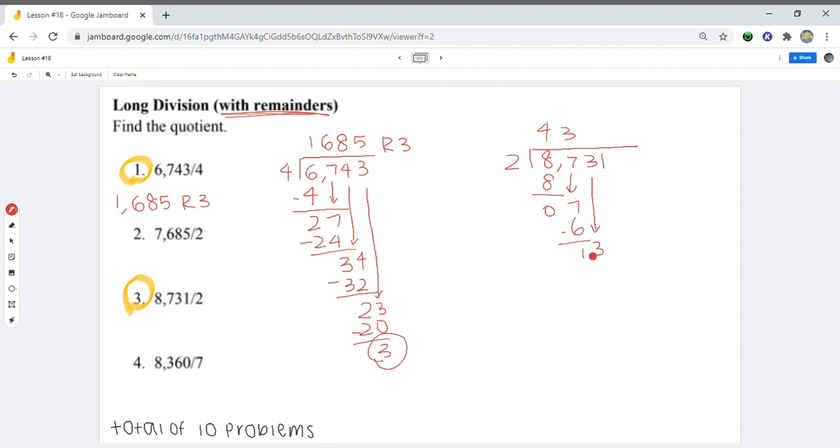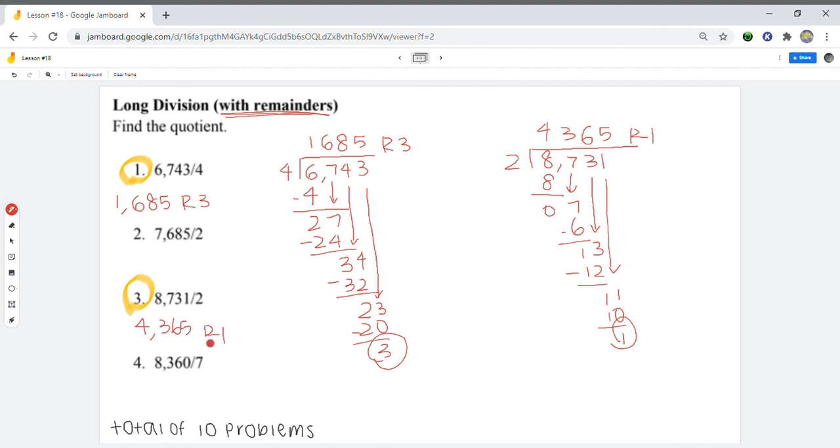We bring the 3 down. 2 goes into 13 6 times. 6 times 2 is 12, so I'm going to bring this down and subtract it. 1 is less than 2. Perfect. Now bring the 1 down. 2 goes into 11 5 times, because 5 times 2 is 10. So we end up with 1. And 1 is less than 2, and since we have nothing else to bring down, that will be our remainder. So it's 4,365, remainder of 1.